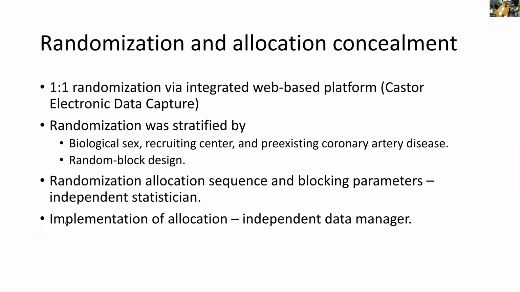So randomization and allocation concealment was done in a 1:1 ratio via an integrated web-based platform. They've given the name also. This is the Castor electronic data capture. And it was a stratified randomization, based on sex, recruiting center, and pre-existing coronary artery disease in a random block design. So blocks of varying sizes. Randomization, allocation sequence, and blocking parameters were defined by an independent statistician, and implementation of allocation, so actually recruiting the patients and allocating them to an arm, was done by a different person who was a data manager. Yes.